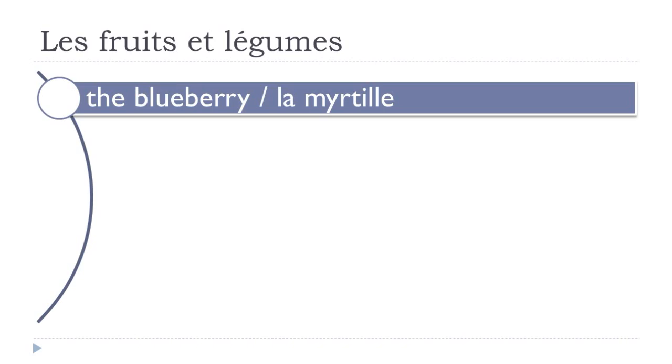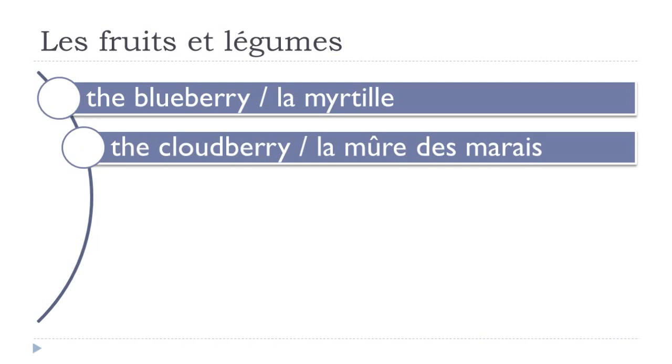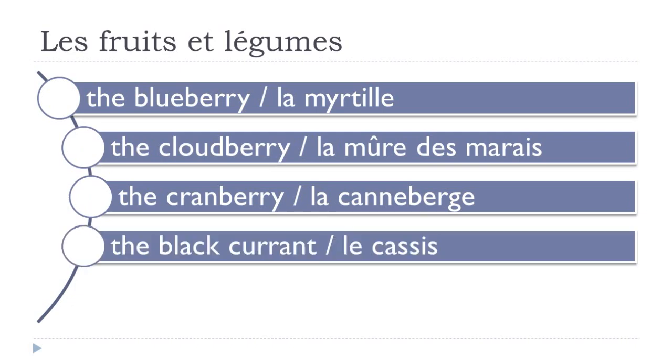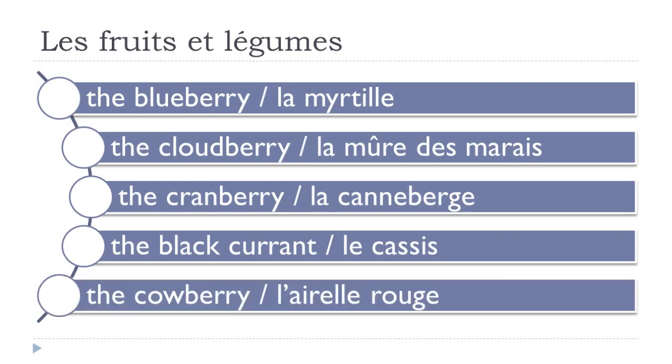La myrtille. La mûre des marais. La canneberge. Le cassis. L'érelle rouge. La myrtille. La mûre des marais. La canneberge. Le cassis, l'érelle rouge.